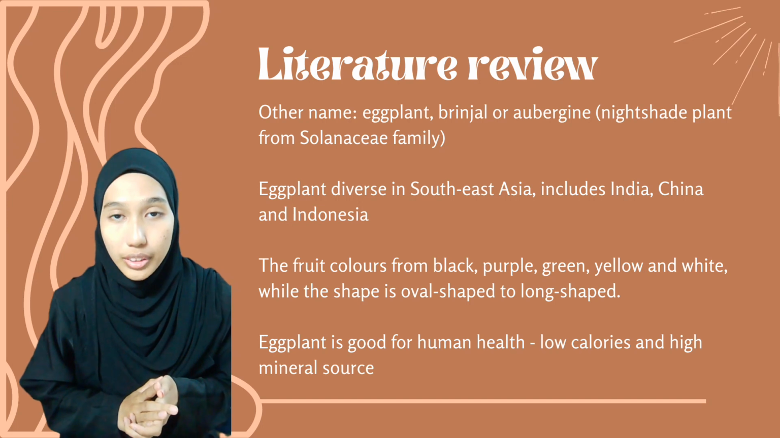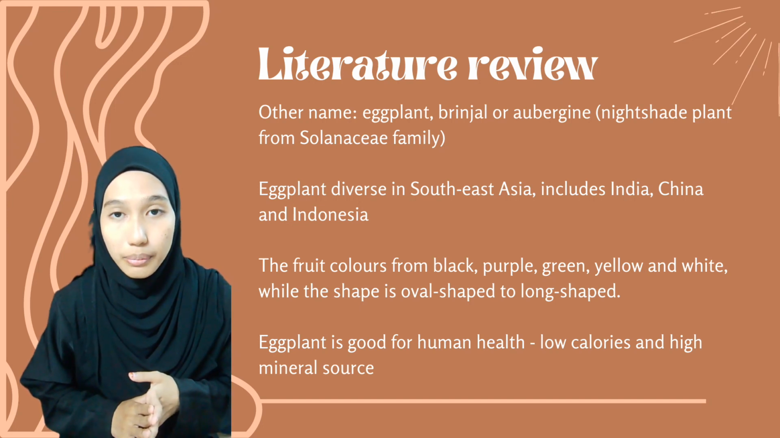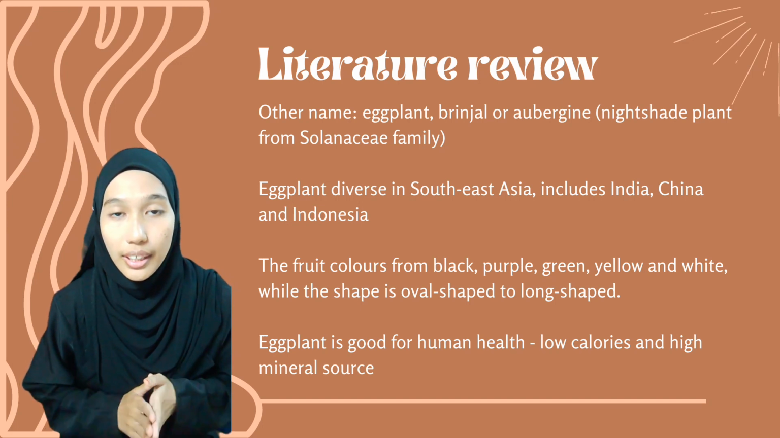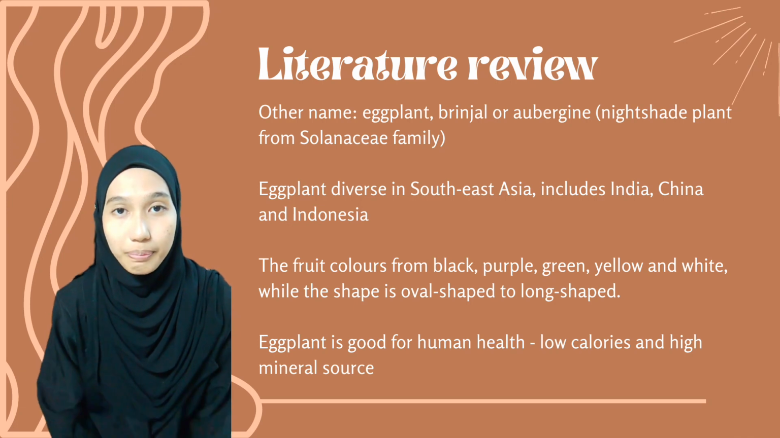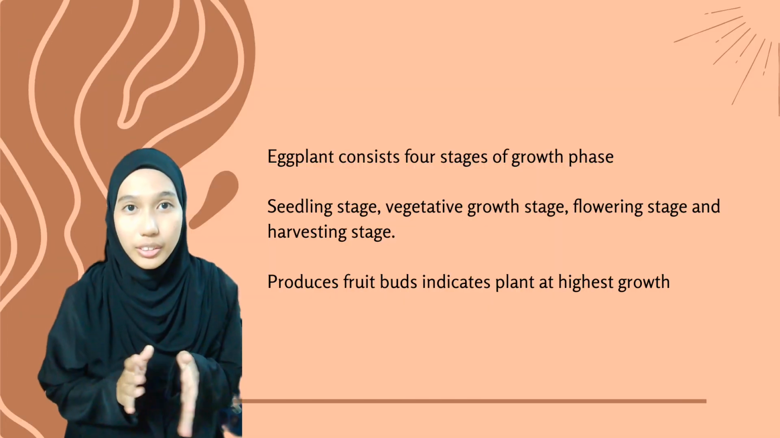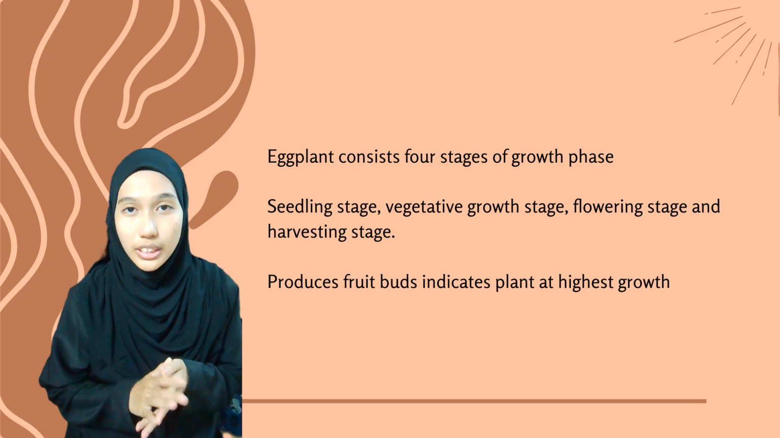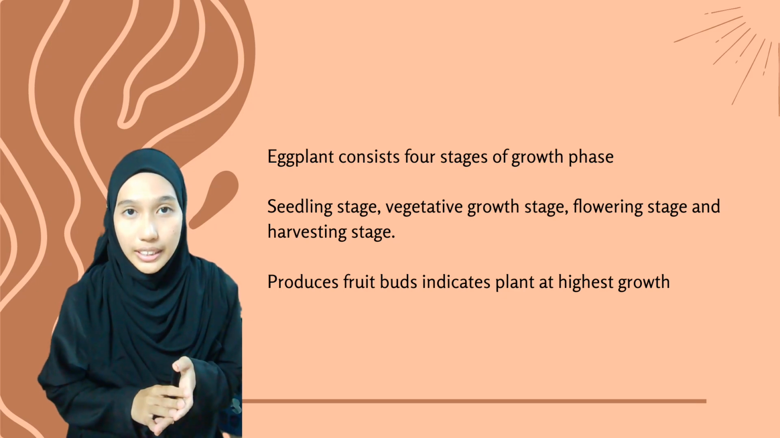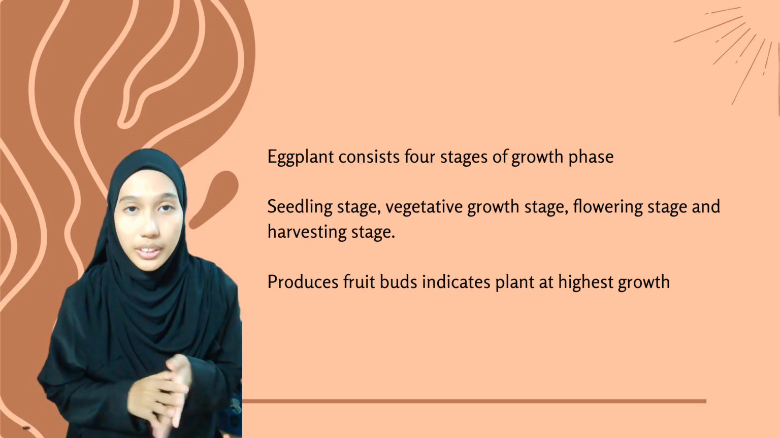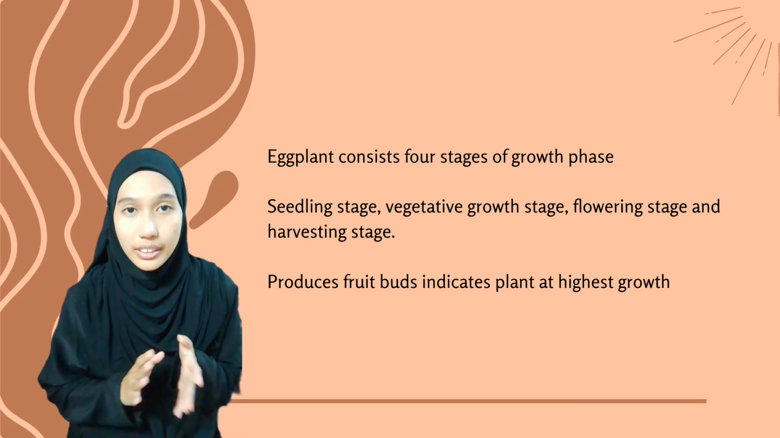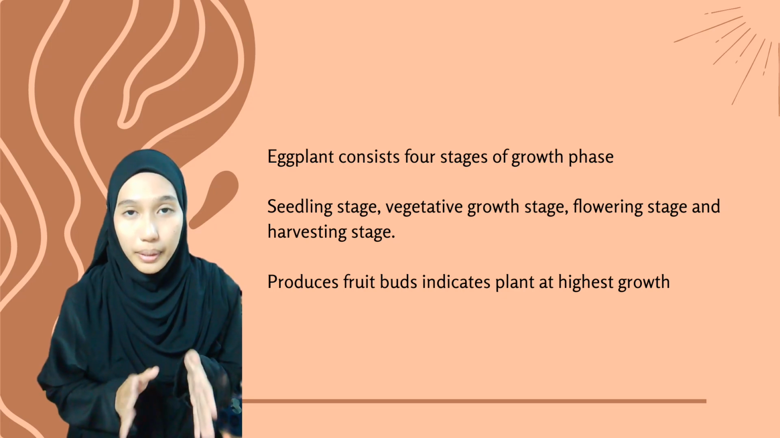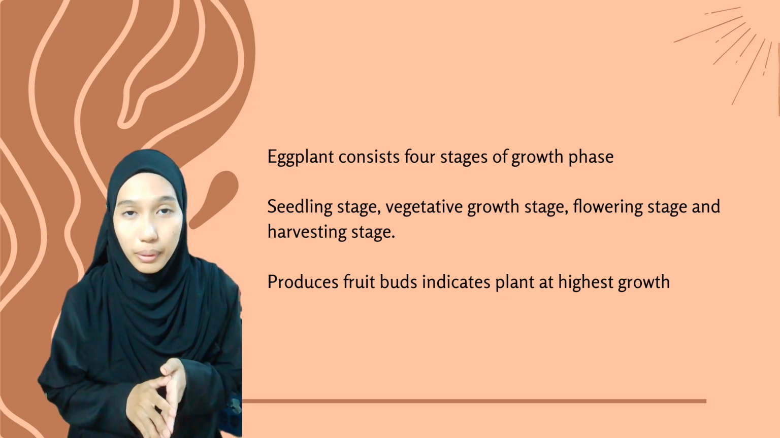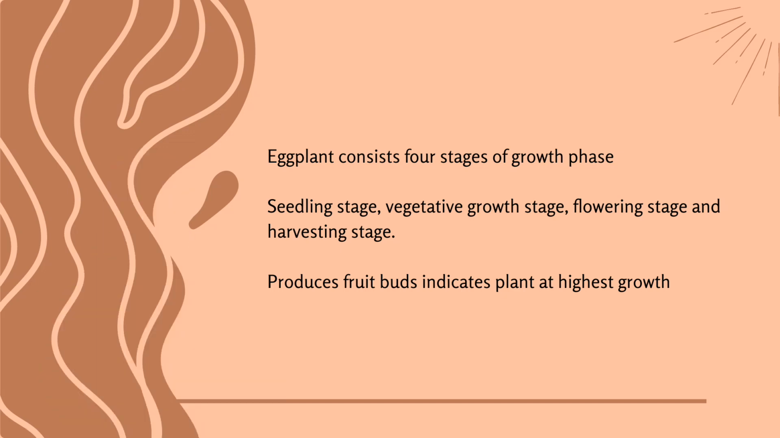Eggplant is a kind of vegetable that is good for human health because it contains low calories and high mineral sources. The growth phase of the Solanum melongena plant consists of 4 stages: firstly the seedling stage, vegetative growth stage, flowering stage and harvesting stage. If the eggplant successfully produces fruit buds, it indicates that the growth is at its highest.